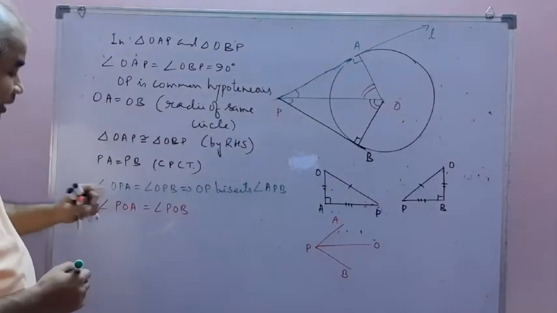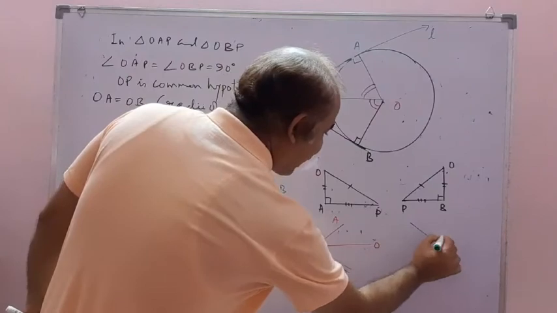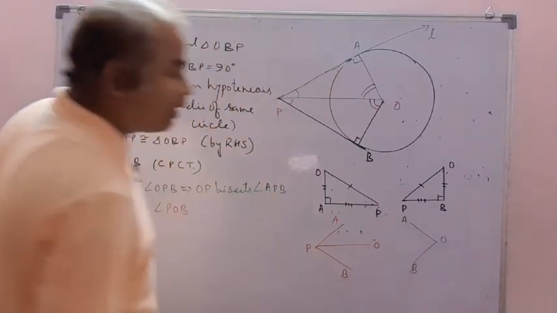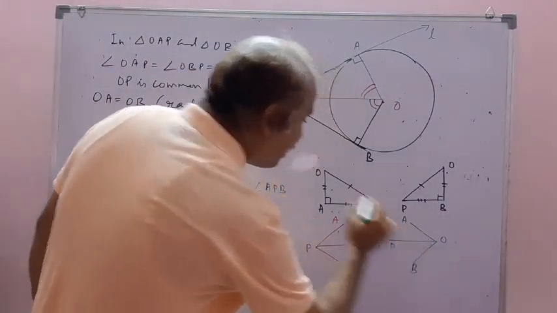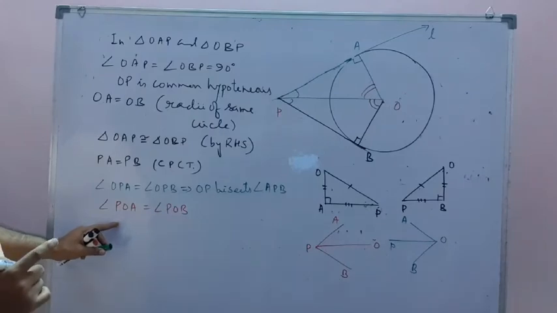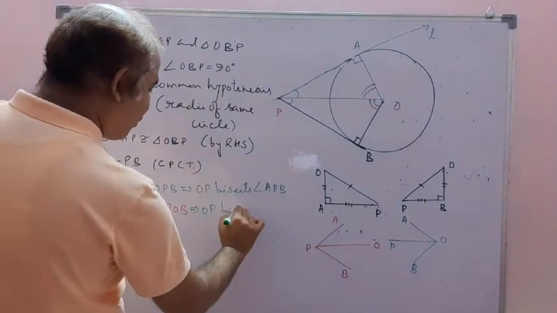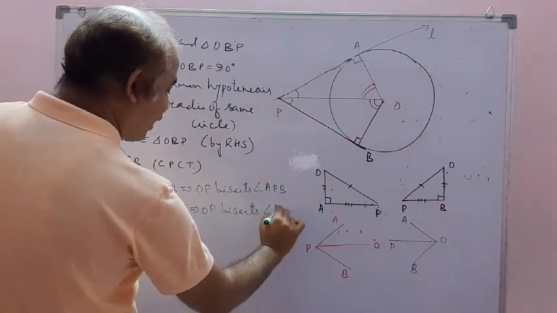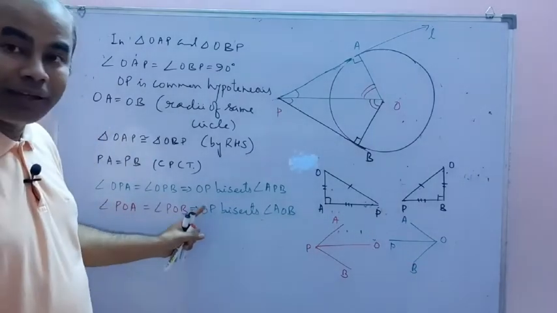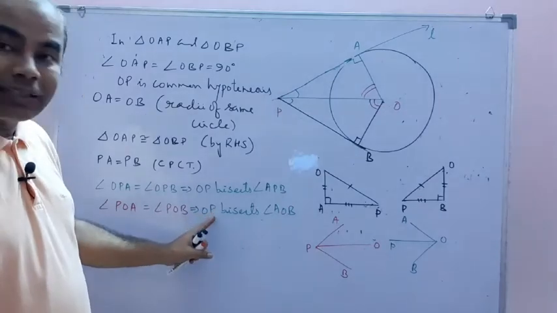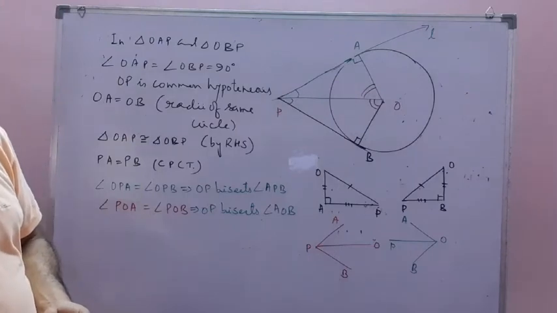Similarly, there is an angle named AOB. It is the angle between the two radii, and this line segment OP divides it into two equal angles, that means it bisects. So OP bisects angle AOB. That means the line segment joining the center and the exterior point bisects the angle between the two radii. That also we have got.